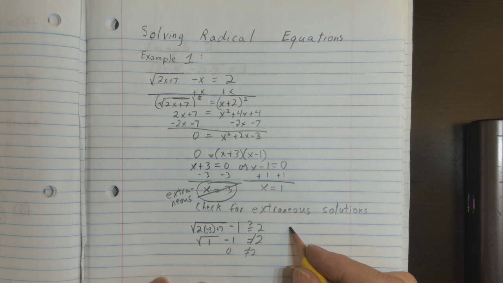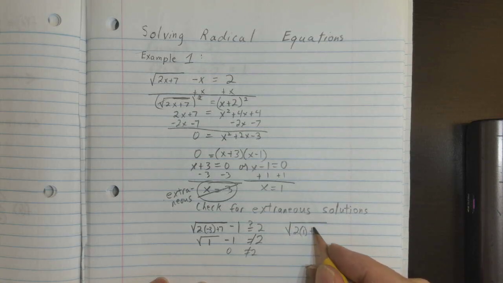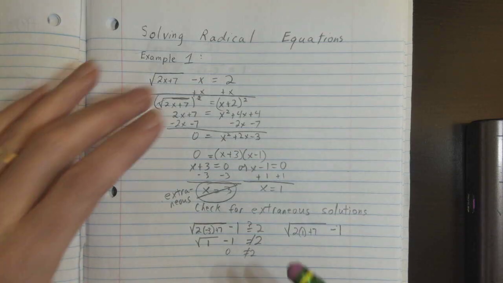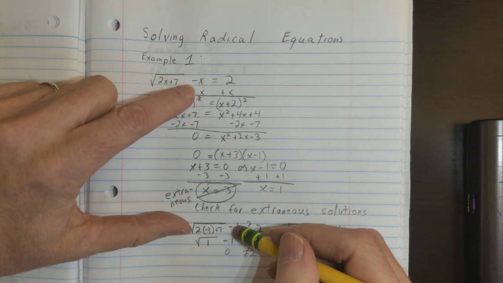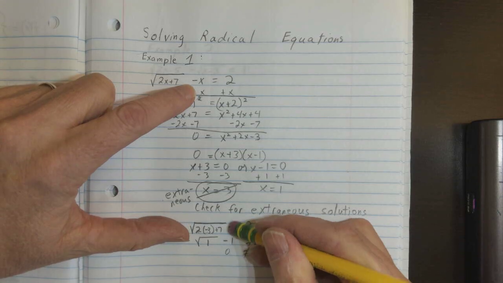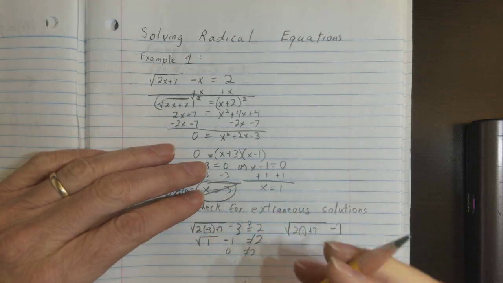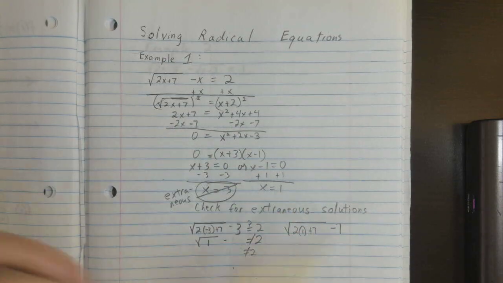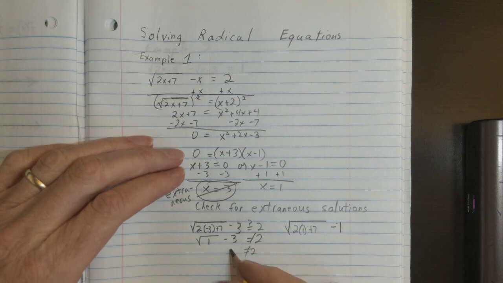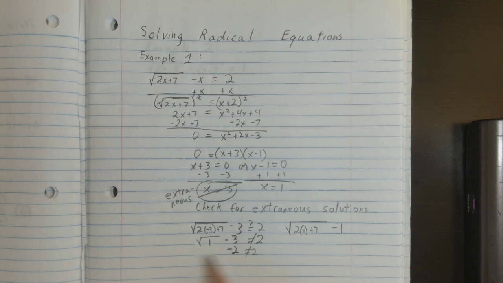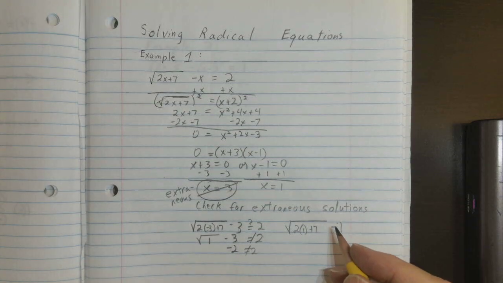And checking x equals 1, I'll take 2 times 1 plus 7 minus 1. Okay, just occurred to me, I'm subtracting x, I'm not subtracting 1. So I'm going to put a 3 here. Okay, I still think it's a problem. 1 minus 3 is negative 2. And that's still not equal to 2, but make sure you check it correctly.